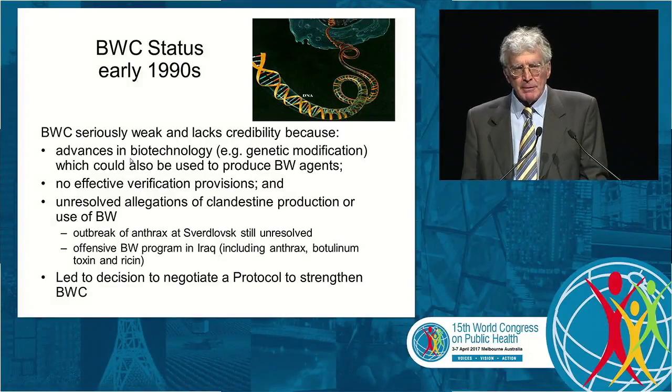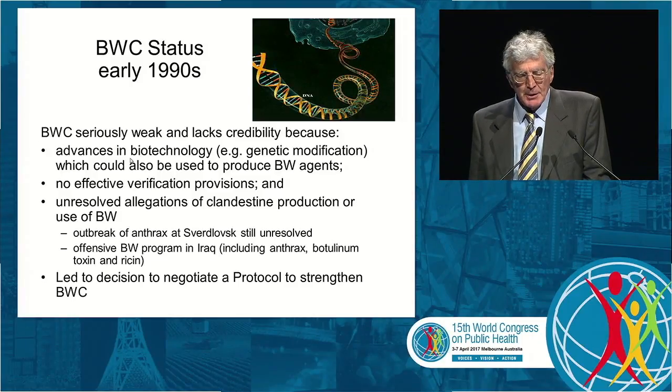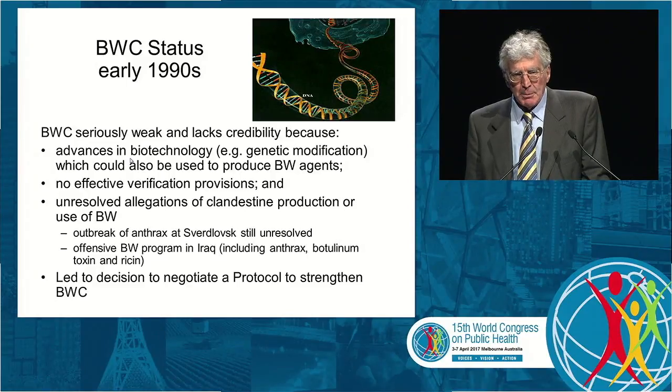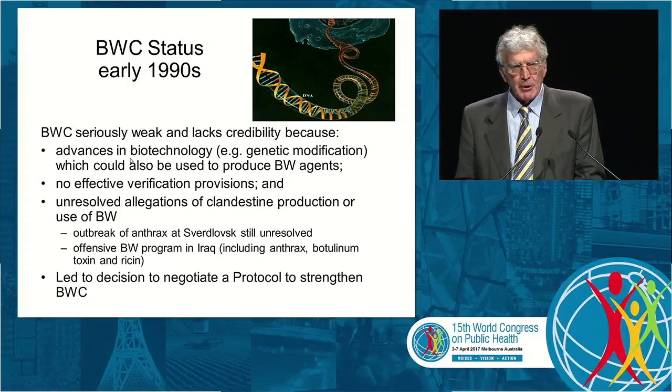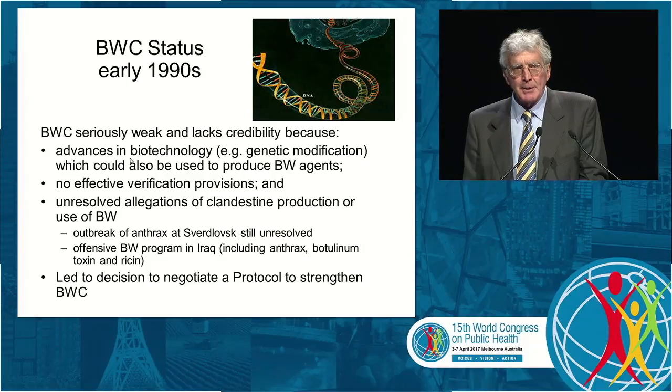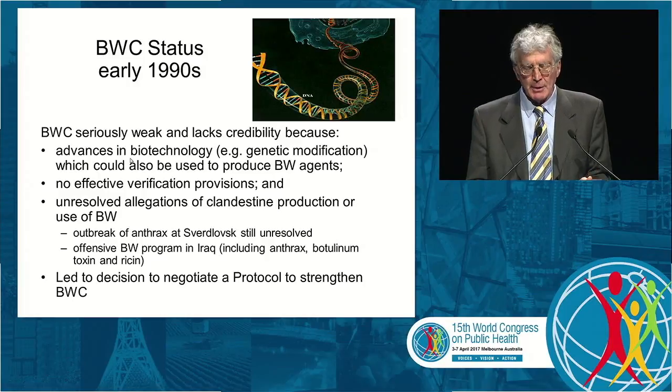As I mentioned, there's no effective verification of this treaty. In the late 1970s, there was an outbreak of anthrax at Sverdlovsk, which is a former Soviet military base, and that turned out to be a military BW factory. And also, as you'll remember, Iraq got involved in trying to produce biological weapons as well in the late 80s. So because of these various factors, it led to a decision that the BWC was weak and needed to be strengthened along the arms control process.